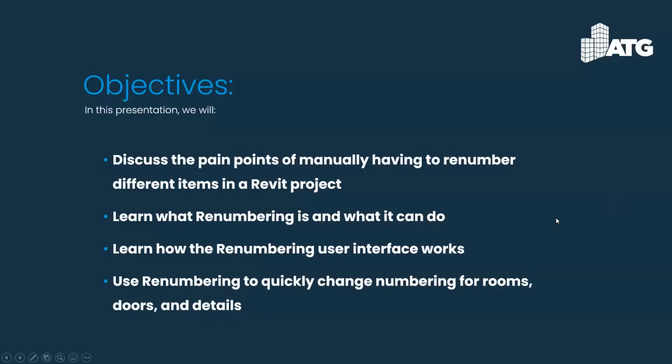In today's webinar, I'd like to discuss the pain points of manually having to renumber different items in a Revit project. We'll take a look at the renumbering tool, learn what it is, what it can do. We'll learn how the user interface works. And then we'll also give some examples. We'll look at using renumbering to change room numbers very quickly, change doors very quickly, and some details.